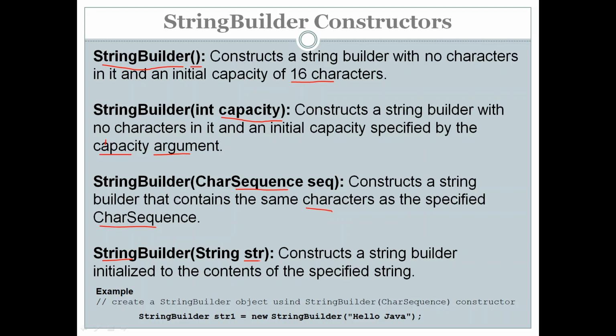Now one example is given here to create a StringBuilder object. You can see here, StringBuilder, name of the StringBuilder object, say str1 equals new StringBuilder, and we are passing a sequence of characters here, "hello Java", and with those characters it will create a StringBuilder object with the name str1. So this is how we can create a StringBuilder in Java.